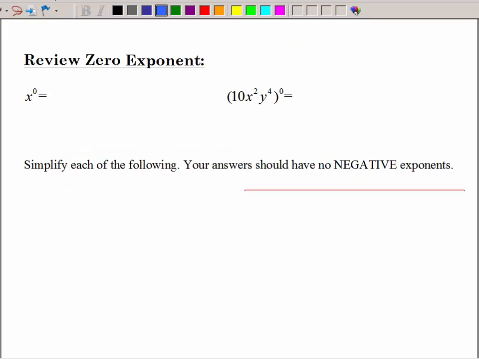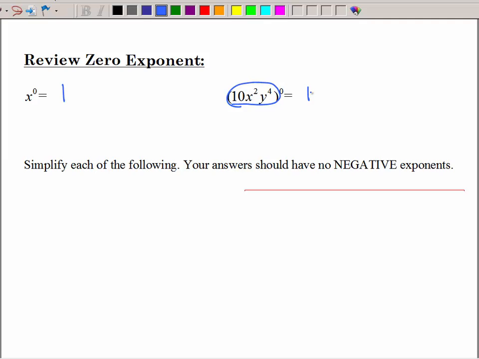Let's take a minute and review that 0 exponent. Anything raised to the power of 0 is 1. So we have all of this raised to a power of 0, which is just 1. Sometimes that can sneak up on you and you forget, but remember, a base, except for 0, raised to the power of 0 is 1.